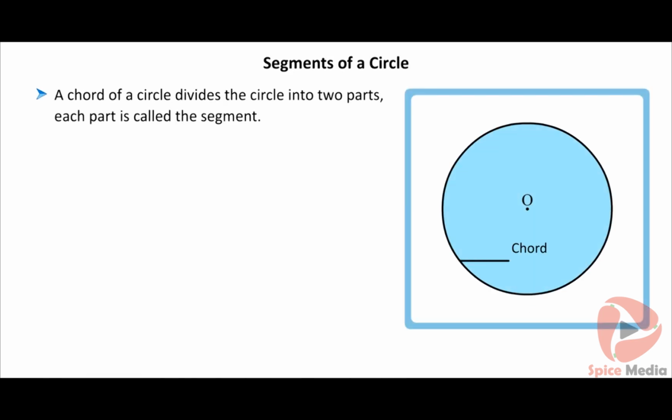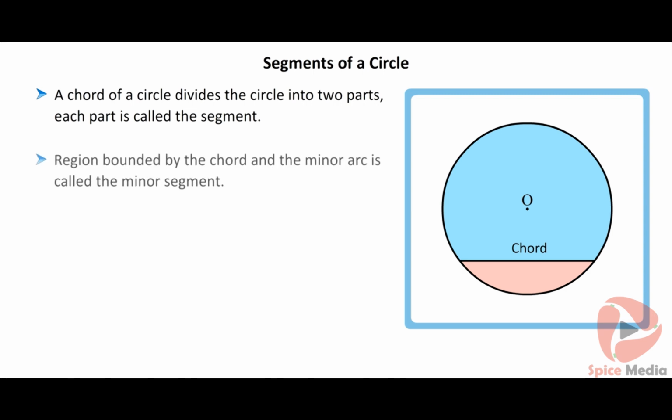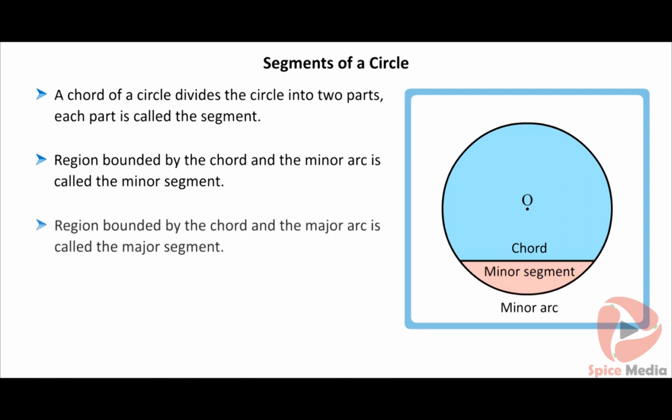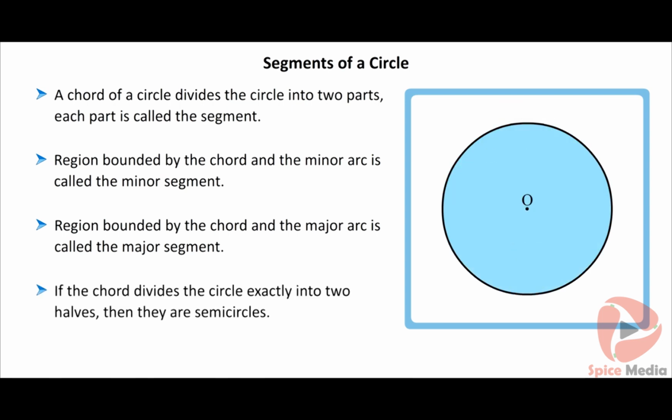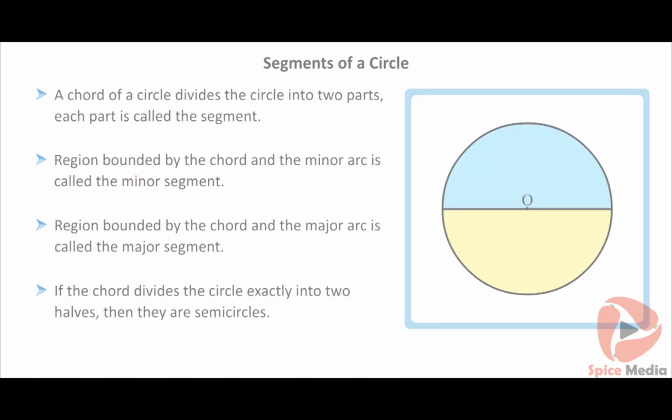A chord of a circle divides the circle into 2 parts. Each part is called a segment. The region bounded by the chord and the minor arc is called the minor segment. The region bounded by the chord and the major arc is called the major segment. If the chord divides the circle exactly into 2 halves, then they are semicircles.